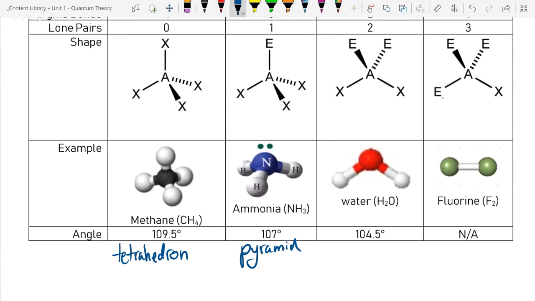And again, this is still sp3 hybridization, because those electrons are in a hybrid orbital. They're in an sp3 orbital.